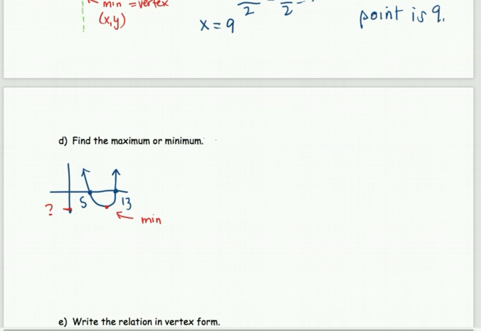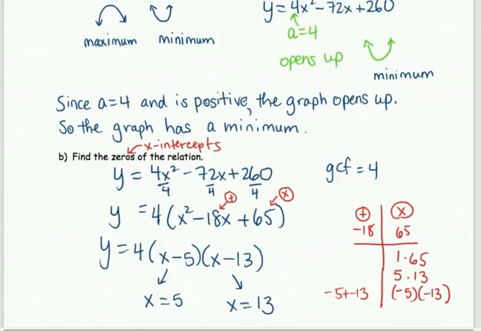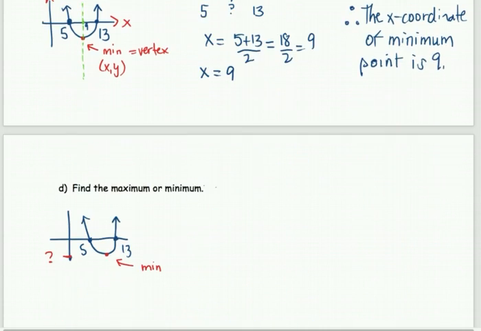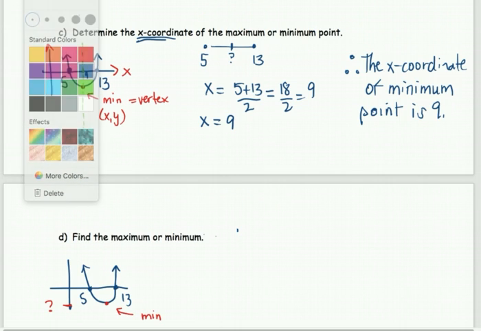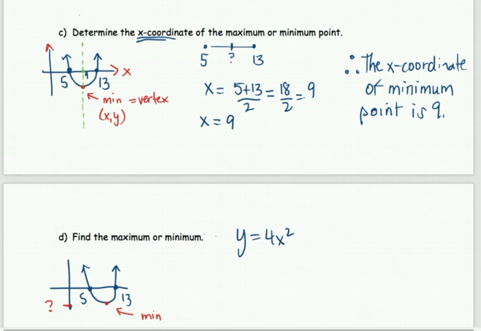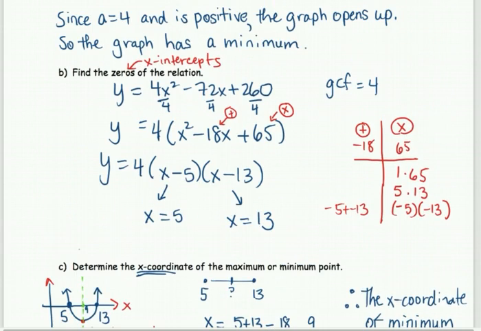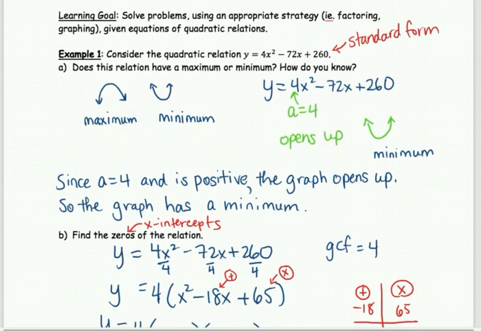But now I want you to actually calculate it out. How you're going to do that is you were given an equation right at the beginning here. So you're going to take that equation and have it written out here. So it's y equals 4x squared minus 72x plus 260.